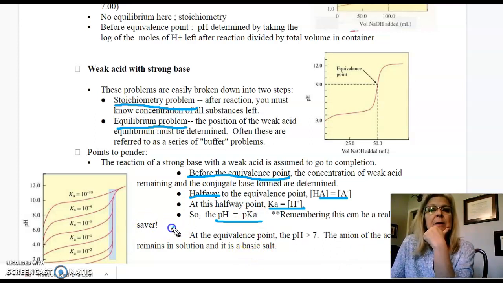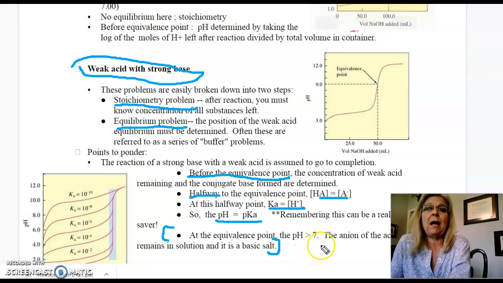Here's the big important thing. At the equivalence point in this type of reaction, remember this is a weak acid and strong base, the pH is greater than 7. At the equivalence point, the pH is greater than 7 because what's actually made, because you're working with a strong base, is a basic salt, which causes our pH to be higher than 7. As you can see in this picture, at this equivalence point, pH is going to be higher than 7, so it'll be a 9 at this equivalence point.